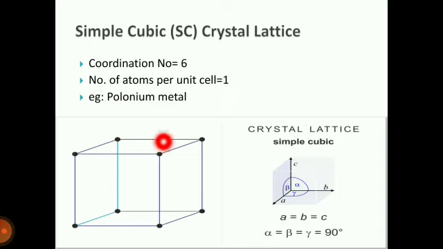Now this is a unit cell of a simple cubic crystal lattice. You can consider a three-dimensional box in which there are atoms present at every corner of the cube. So a simple cube is the unit cell of the cubic crystal lattice.